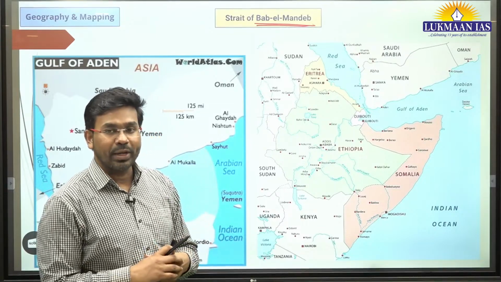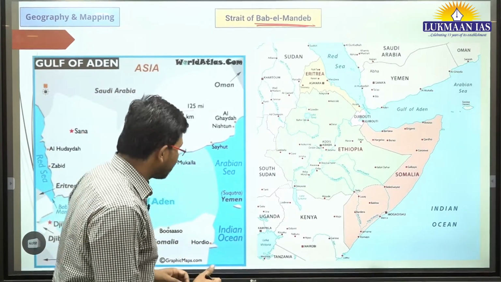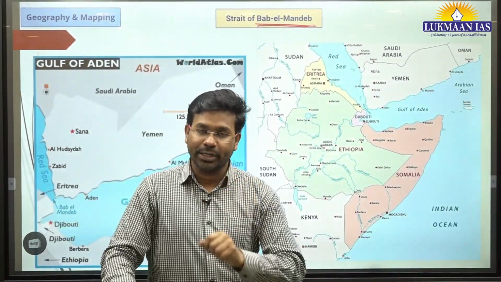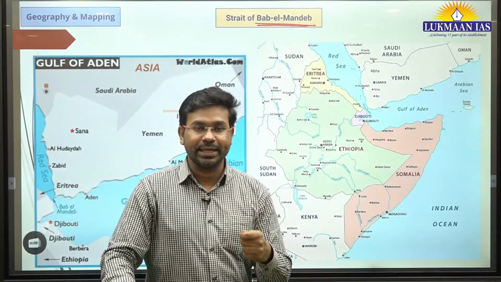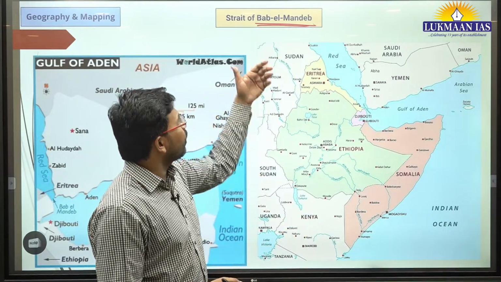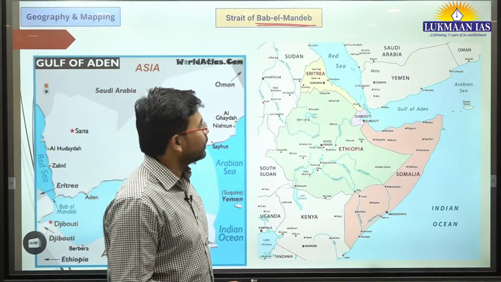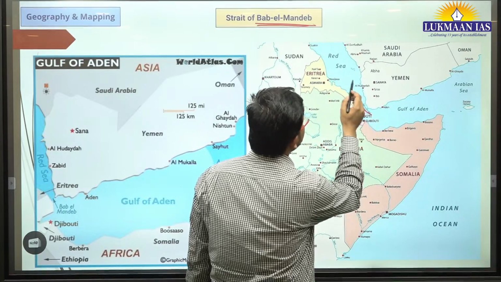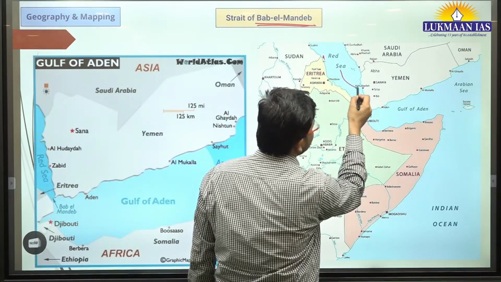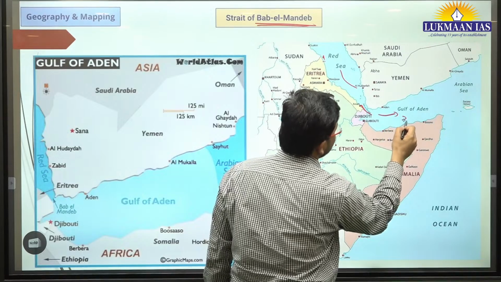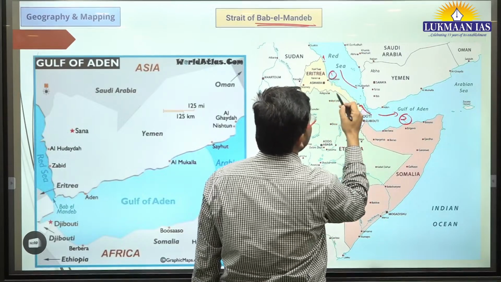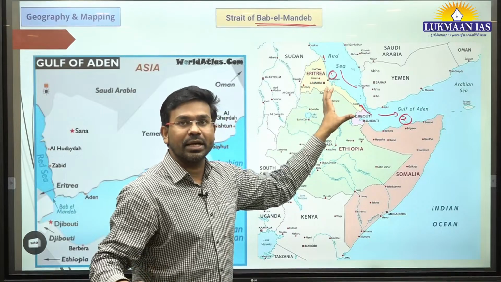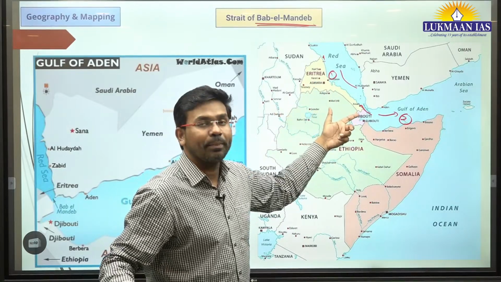As we discussed in our previous discussion also, a strait is a narrow channel of water that connects two water bodies. It's a geographical feature. So when we talk about the Strait of Bab el Mandeb, this is its location. It connects the Red Sea with the Gulf of Aden. On one side there is the Red Sea, on the other side there is the Gulf of Aden. These two features are being connected by the Strait of Bab el Mandeb.